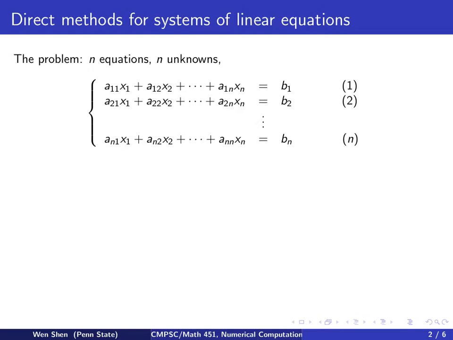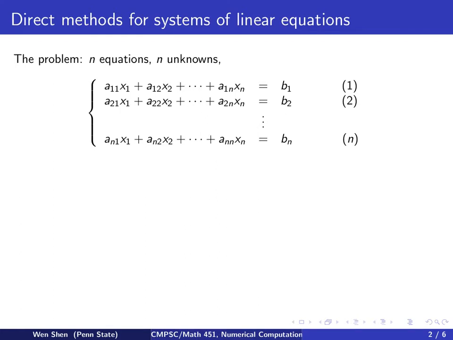Here's the problem that we will be studying. We have n unknowns and we have n linear equations. In the general form, we can write it as follows. Since each equation is linear in our unknowns, we will sort our unknowns to be x1, x2, all the way to xn, and each is multiplied by some coefficient.